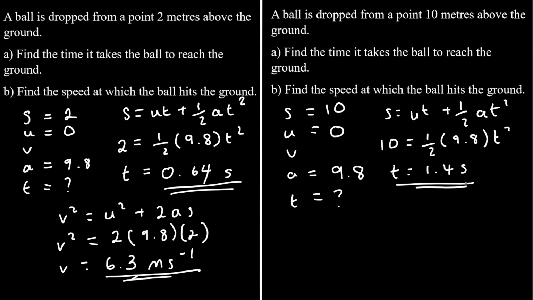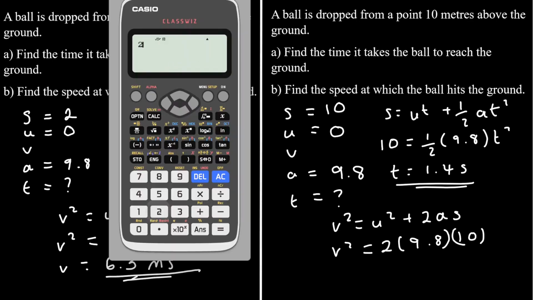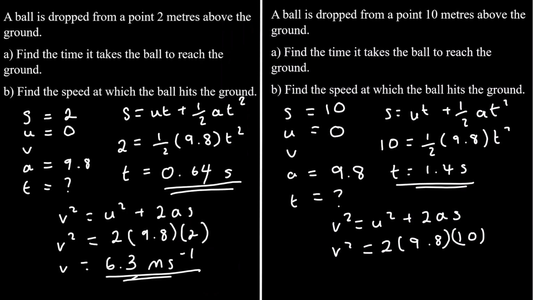Find the speed at which the ball hits the ground. So we could use V equals U plus AT, but it's probably better to use V squared equals U squared plus 2AS, because we don't have to use our answer from part A. So V squared equals 0 plus 2 times 9.8 times 10. 2 times 9.8 times 10 is 196. So V is 14 meters per second.